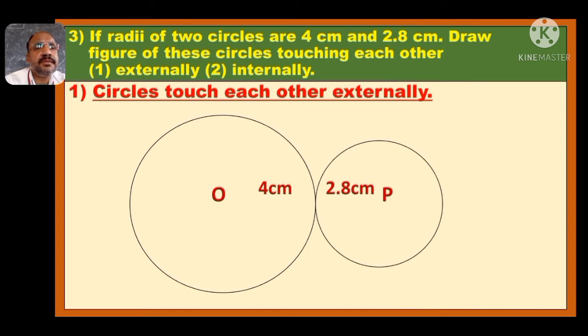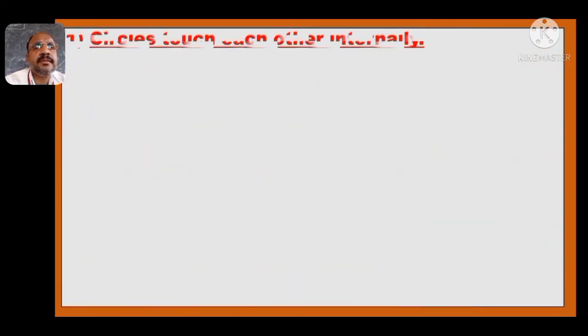Now, when we join these two centers, this is the circle which touches each other externally, and the point of contact is A. Now, the circles touch each other internally.